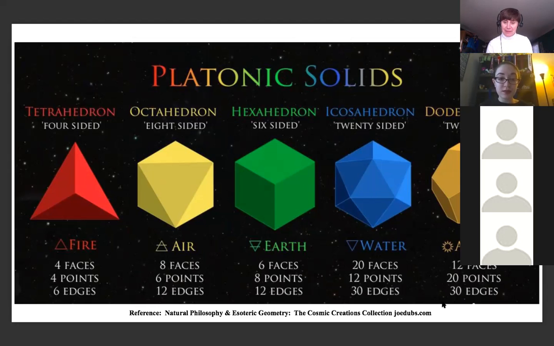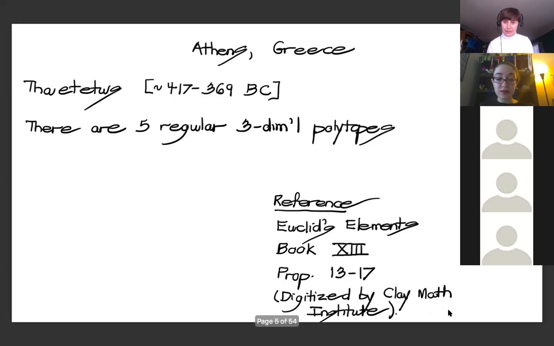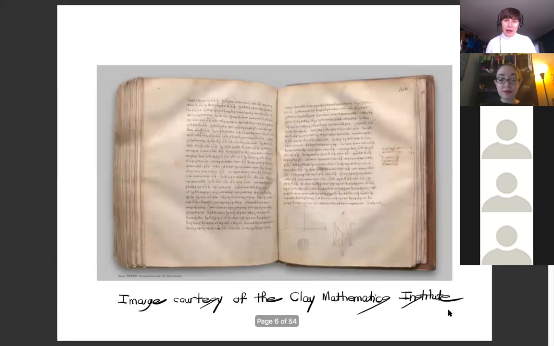And actually now my screen is not moving. So these were due to Theaetetus about 400 BC, and the fact that you can actually prove there are 5 regular three-dimensional polytopes. And I give a reference to Euclid's Elements. This appears in Euclid, and I actually have a picture from the Clay Math Institute of this.